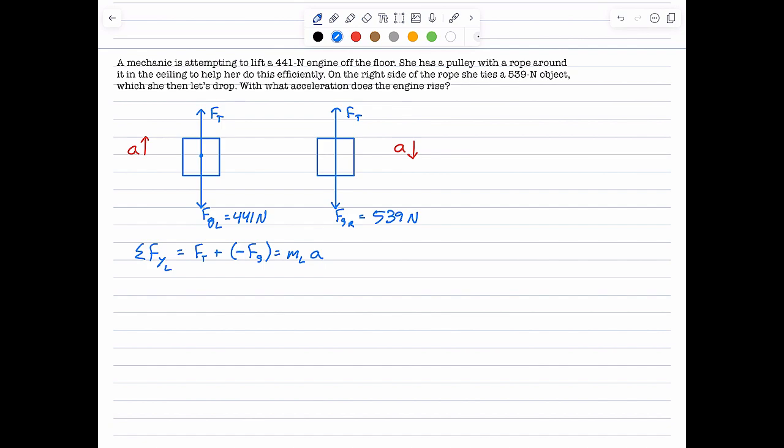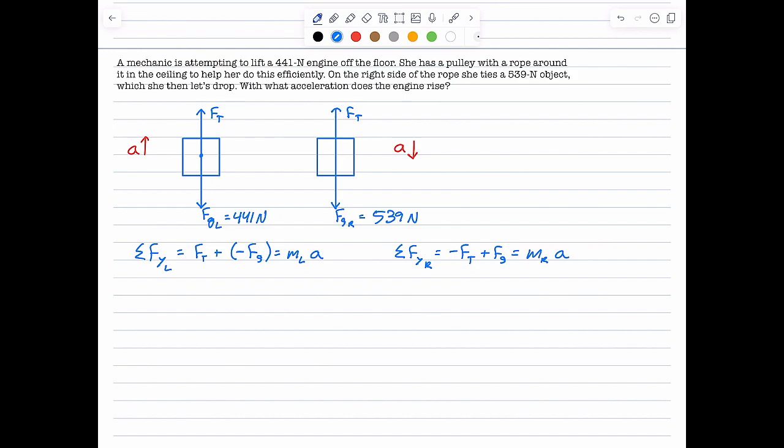Now for the other one, same idea. The sum of forces in the y for the right object equals, now in this case, down is positive for this side, so up is negative. So that's going to be a negative tension force plus gravitational force, and that is going to be equal to the mass of the right object times the acceleration that this system is experiencing.